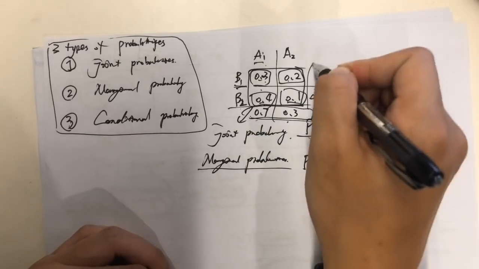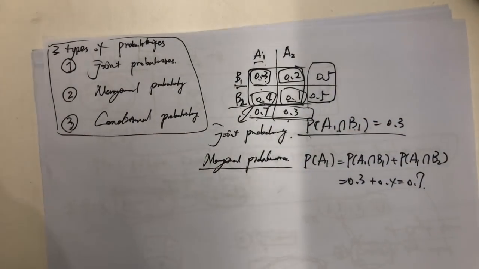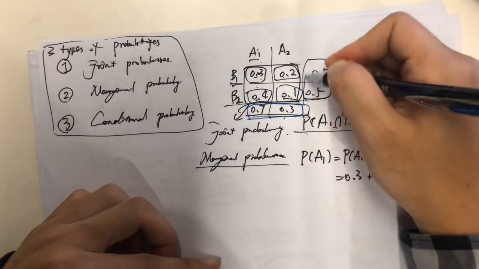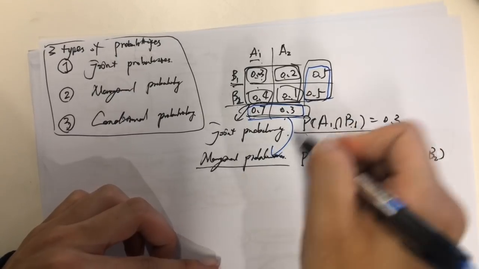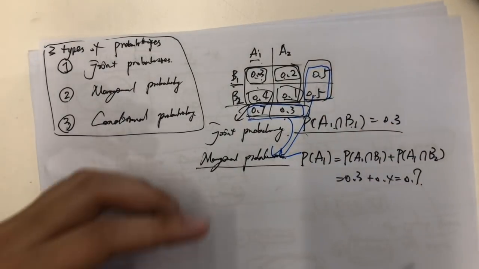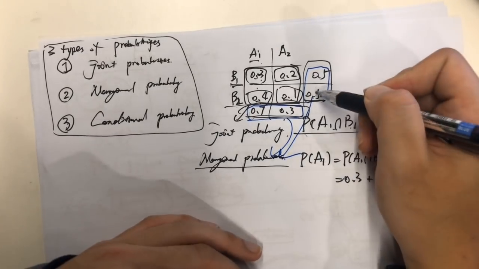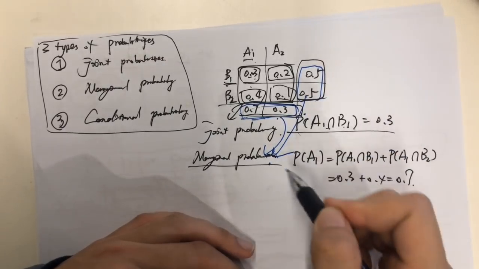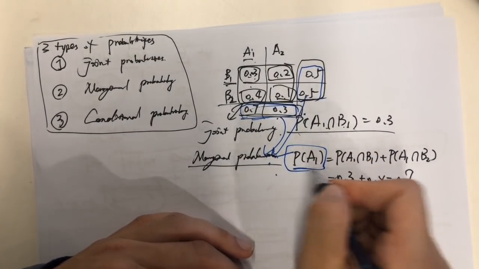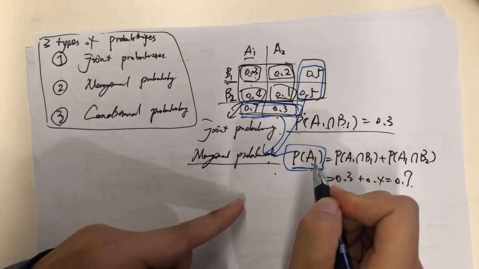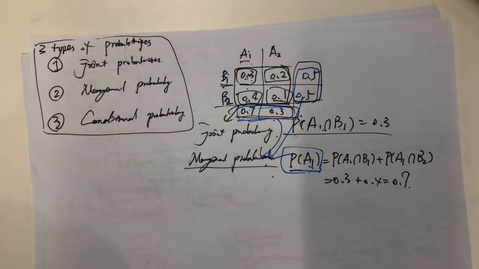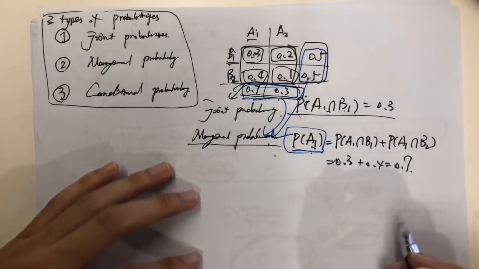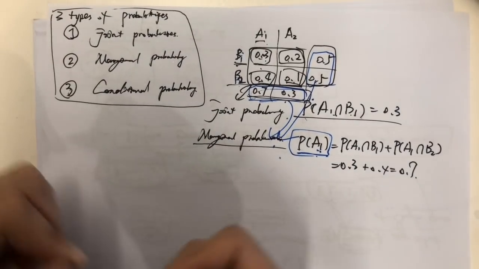Called marginal probability, okay? I should use another color so that you can easily tell the difference. So this is the marginal probabilities, okay? These are called marginal probabilities. And you can say they are on the margin, right? They are located on the margin, so that's why they are called marginal probabilities. And they are simply the probability of a particular event, regardless of any other events, okay? Marginal probabilities. And lastly, and most importantly, we got conditional probabilities.